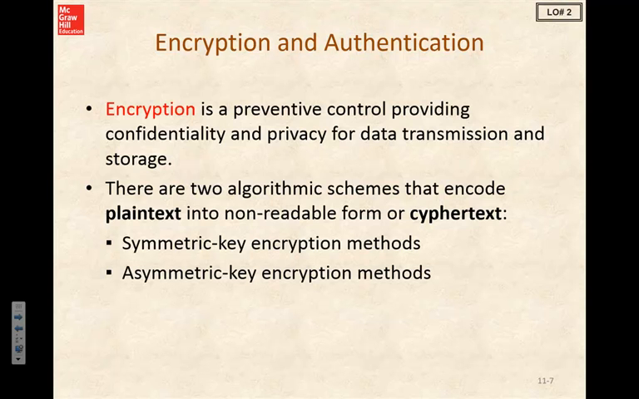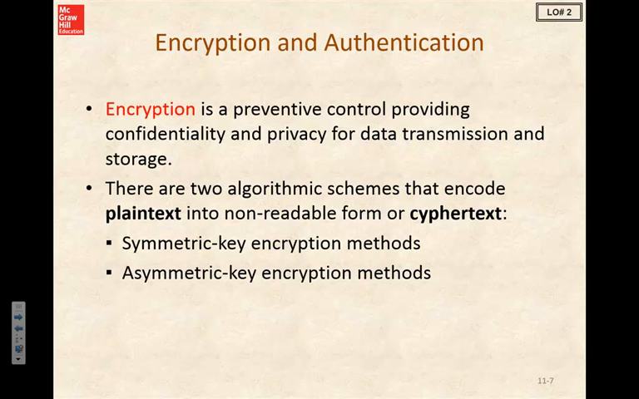Now that we've covered all the different ways that people in technology can try and hack into our computer information system, there are steps we can take to protect our information. Those being encryption and authentication. Encryption is a preventative control providing confidentiality and privacy for data transmission and storage.